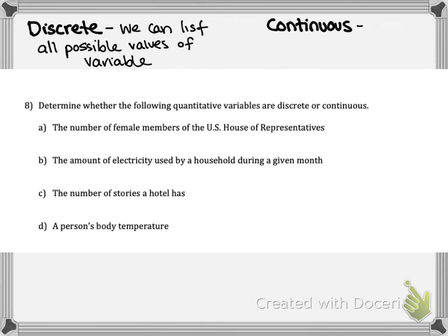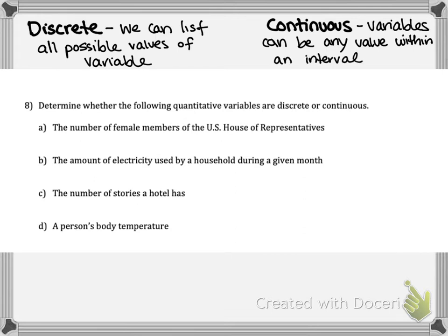So continuous variables can be any value within an interval. And it's not possible to list definitively with no changing the particular value.